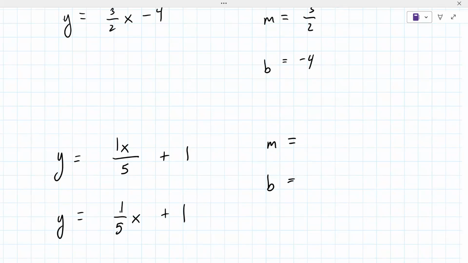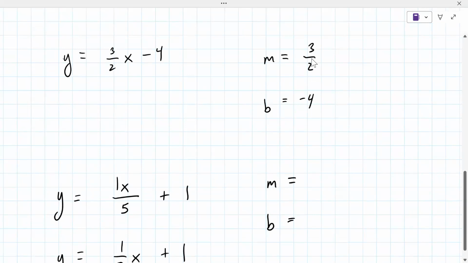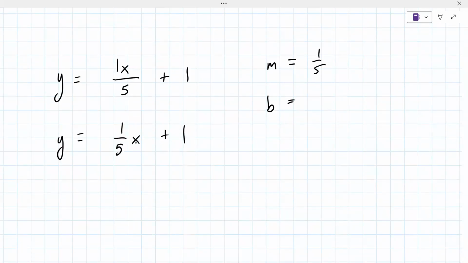What is the slope and what is the b value? The slope is 5. No, the slope is 1/5 and the b value is 1. The slope is the number in front of x. What was the number in front of x in the previous problem? 3/2. So the slope is 1/5. Yes, it includes everything there.